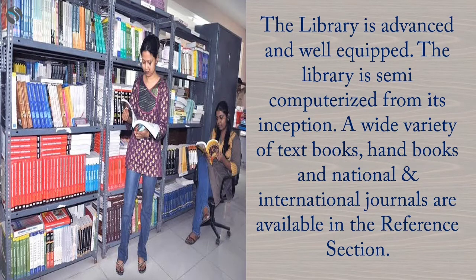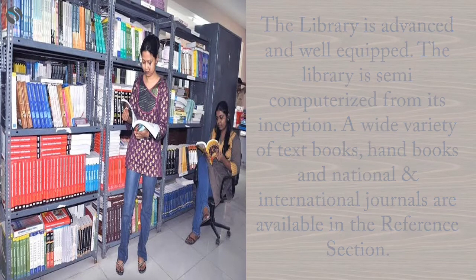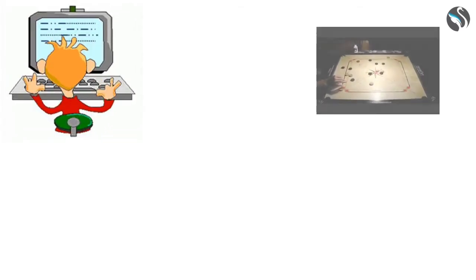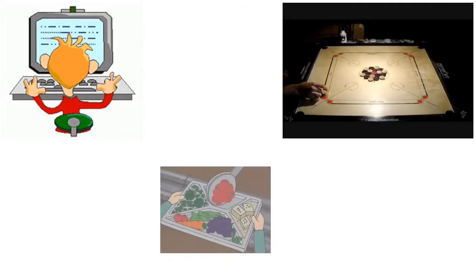The library is advanced and well equipped. The library is semi-computerized from its inception. A wide variety of textbooks, handbooks, and national and international journals are available in the reference section. The library provides OPAC, internet, reprographic, and CD-ROM to all users. Book bank facility is available to all the students. E-journal facility is also available, providing a competitive edge to the students and staff. Other facilities of this college are internet facility, computer labs, common rooms, canteen and transport facility.